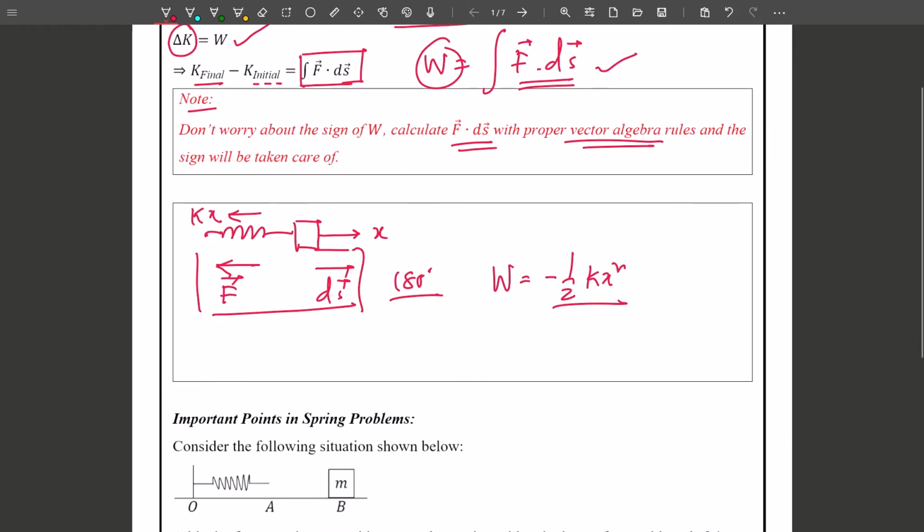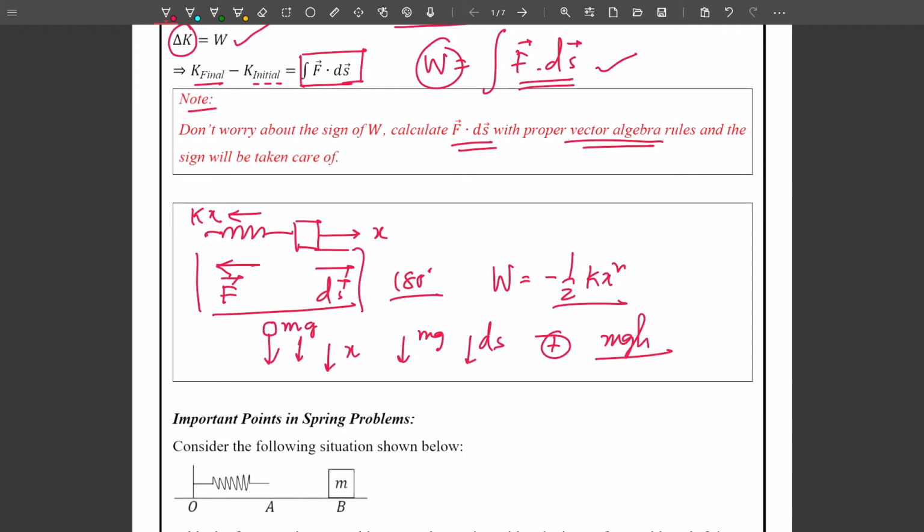We can use another example as well, like a body falling under gravity. This is the body of mass m, so mg is acting downwards, displacement is also downwards, so F is mg downward, ds also downward, so the work will be positive, mgh.